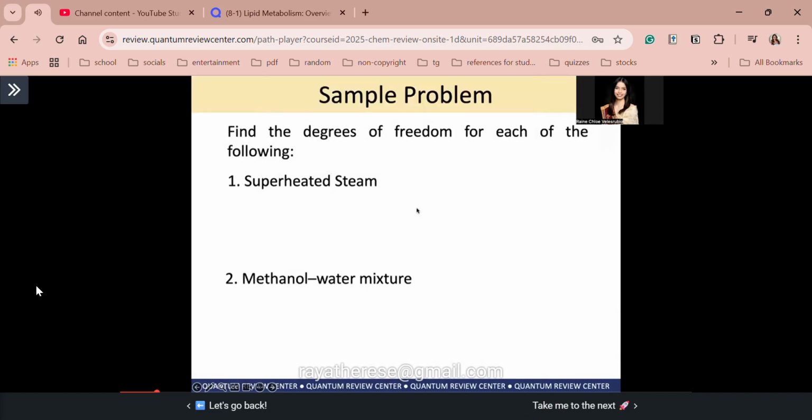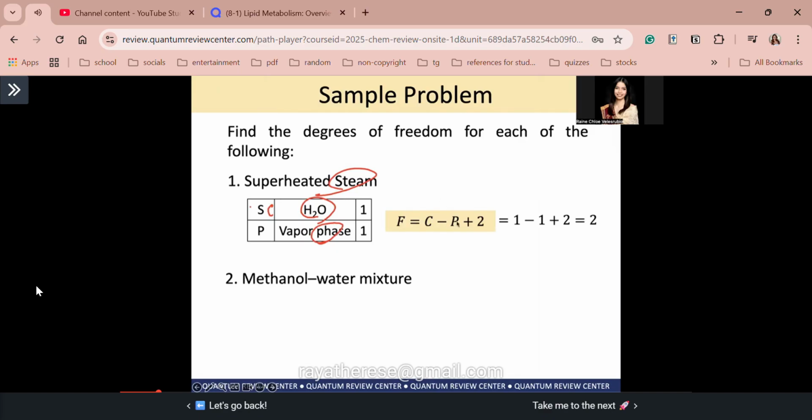Now, let's try to find the degrees of freedom for each of the following examples. First, we have superheated steam. Guys, what could that be? Here, our C or S in this case, since we don't have a reaction, is water, right? It is our only component, and our phase is only one, which is the vapor phase for superheated steam. Solving for the degrees of freedom F, we get C minus P plus 2 is equal to 1 minus 1 plus 2, which is equal to 2. Therefore, we can vary two variables for superheated steam.